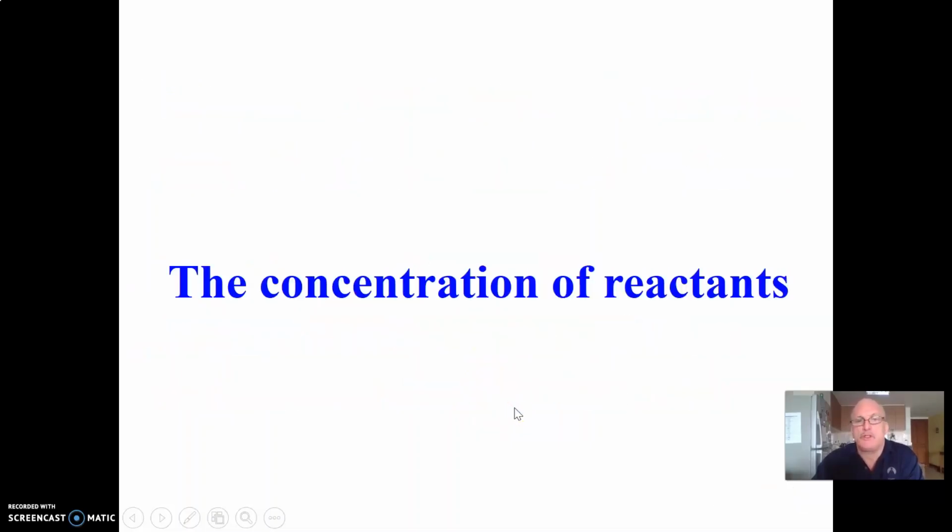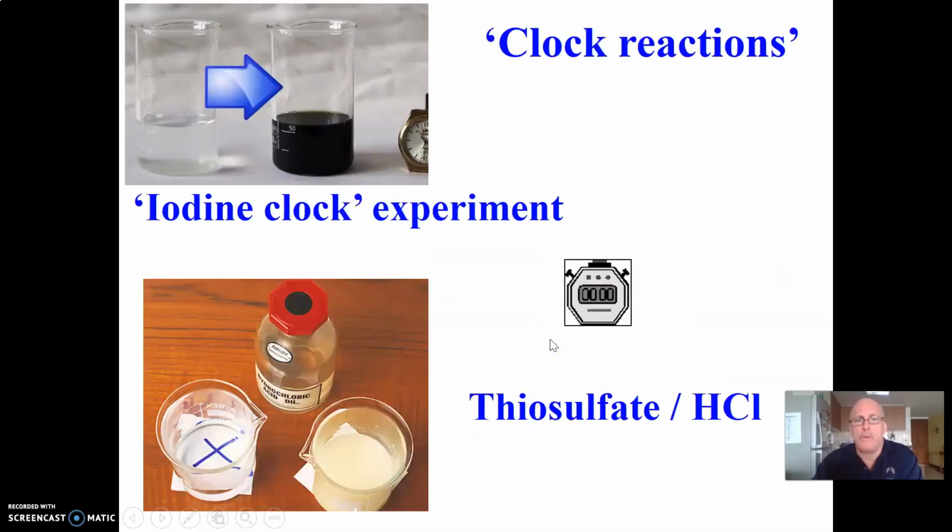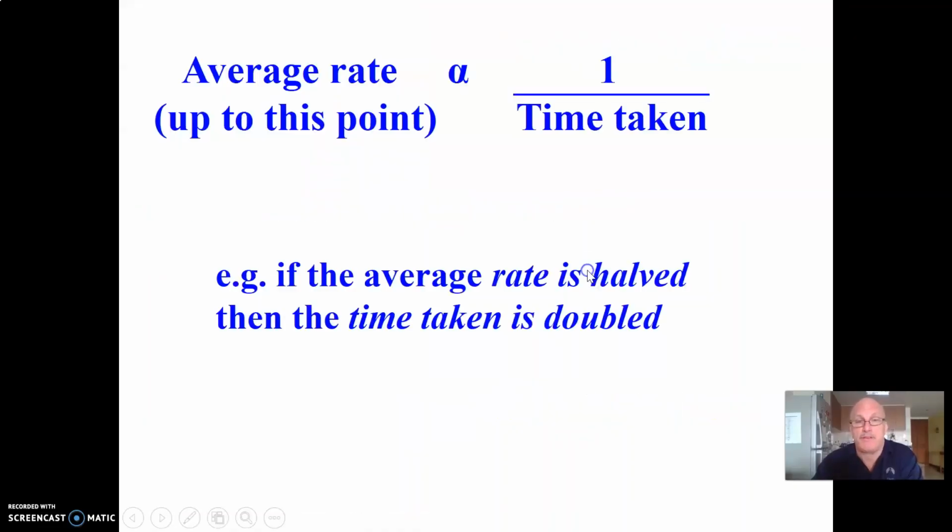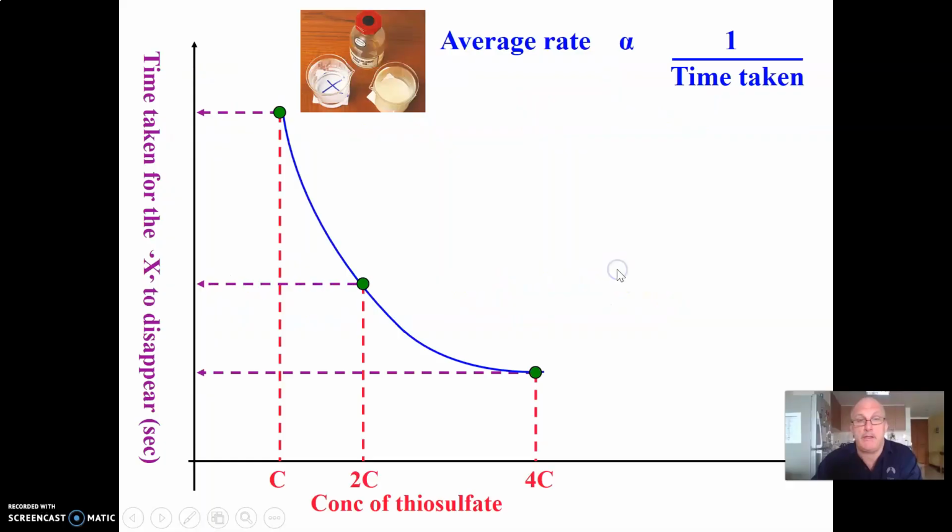Now we're going to deal with concentration of reactants, and you already know about clock experiments. You measure the time taken for a certain point to be reached. We discussed that in a previous video, and you know that the average rate is inversely proportional to time. It's proportional to 1 over time. If the rate is halved, then it would take twice as long to make the change.